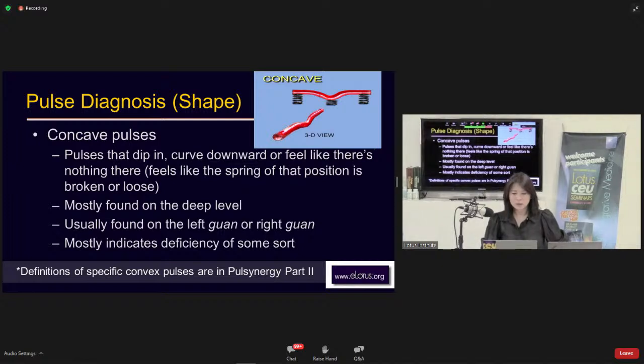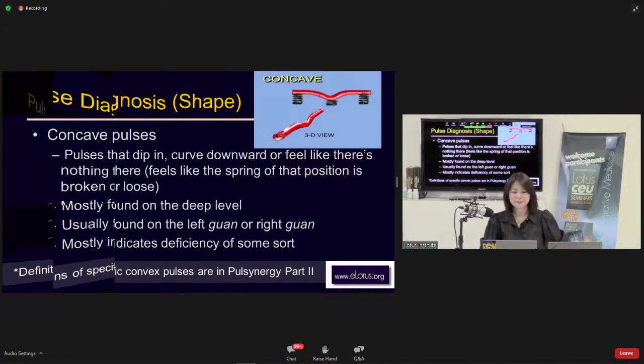So there are a lot of meanings that we will go over, what the concave pulse means, but in general, it's more deficient than excess, right? Because it sinks in and it's deep and it's weak. So I hope that makes sense to all of you. Whatever is bulged up is more excess. Whatever is concave is more deficiency.